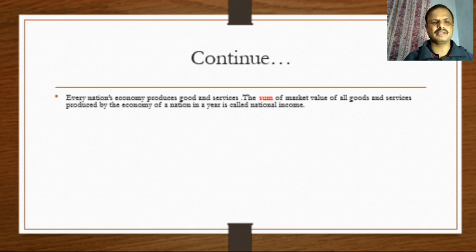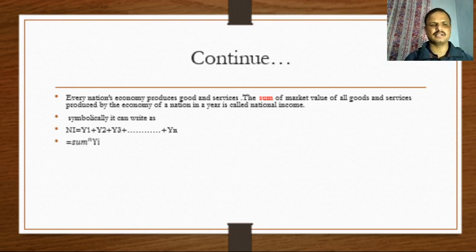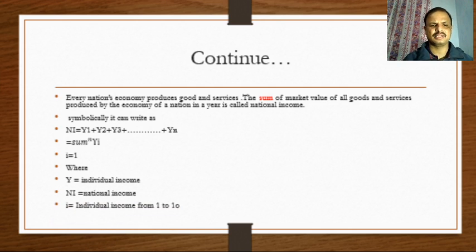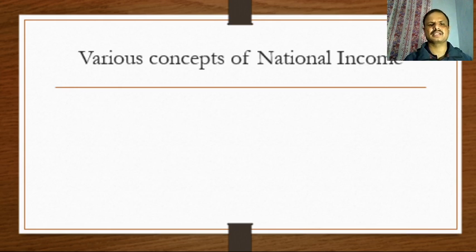Every nation's economy produces goods and services. The sum of market value of all goods and services produced by the economy of a nation in a year is called national income. Symbolically, it can be written as NI = Y1 + Y2 + Y3 + ... + Yn. You can see here, NI means national income, i means individual, and Y is equal to individual income, i from 1 to n. Now there are various concepts of national income.